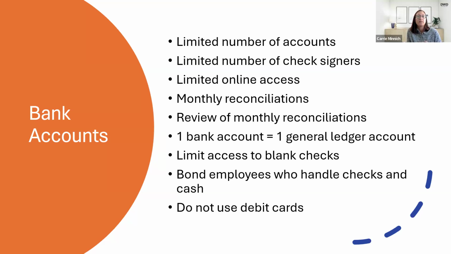So first, limit the number of accounts that you have. I know that with organizations, sometimes you have to have multiple bank accounts. Maybe you have to have a checking account, you have to have a savings account, maybe you have to, because of FDIC insured limits, spread it across different banks. That's fine, but just watch how many accounts you have. The more bank accounts you have, the more risks that you're taking on.